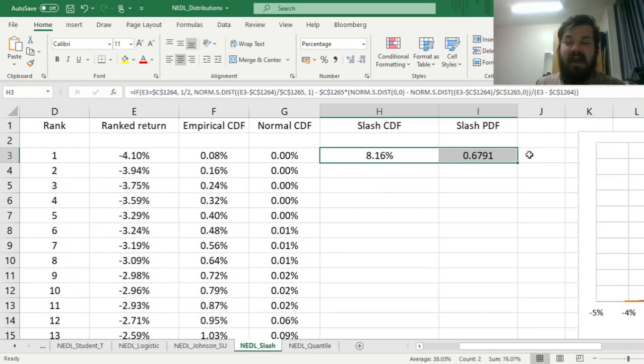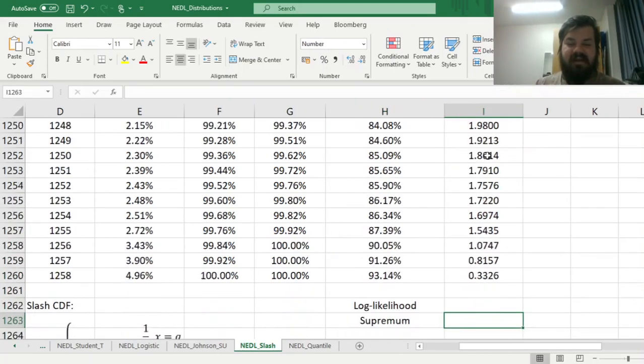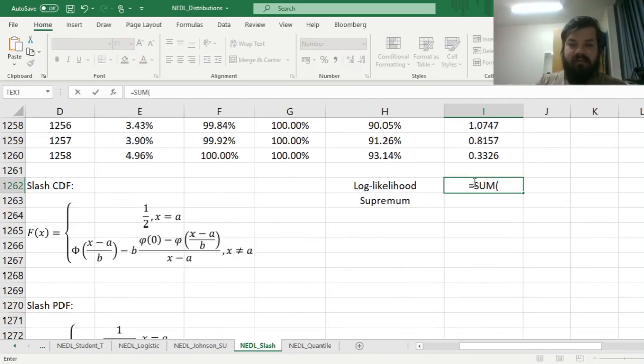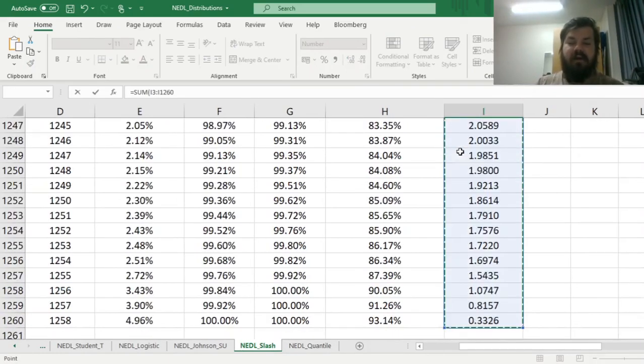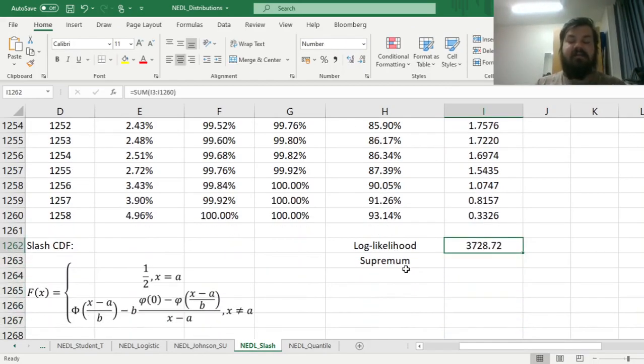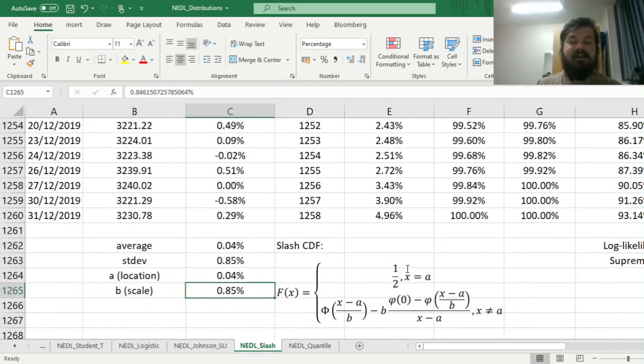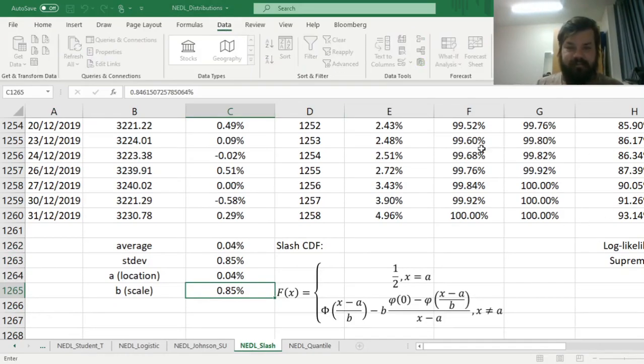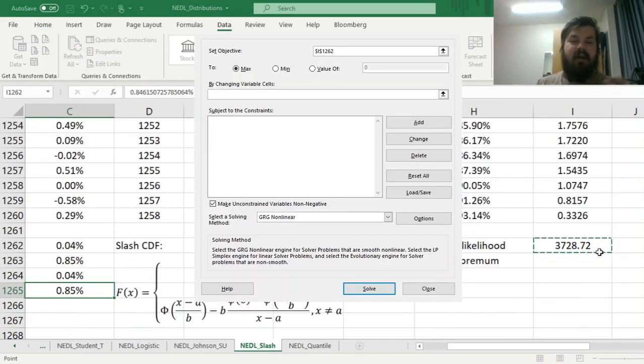Well, let's find out. Let's apply these formulas all the way down and calculate our log likelihood by calculating the sum of the natural logarithms of probability density functions, and get to use solver to optimize log likelihood by varying our distribution parameters, the a and b, the location and scale. So let's go data, solver, and input our objective function, our log likelihood, and get it to the maximum by changing our variable cells corresponding to location and scale parameters.